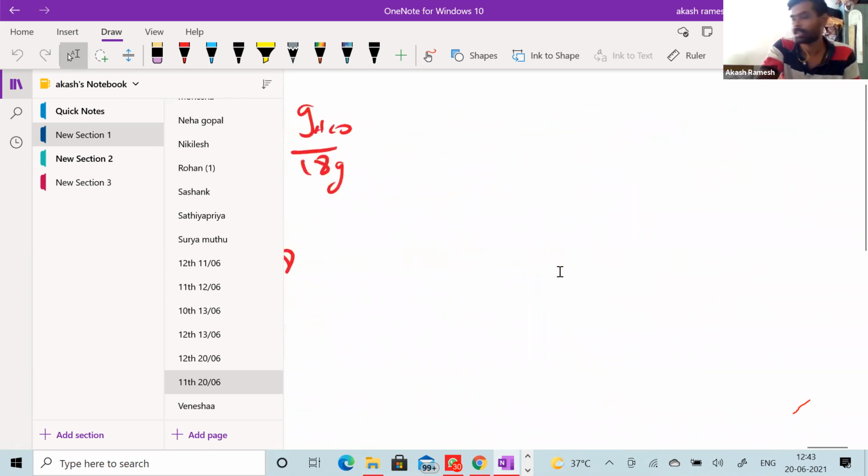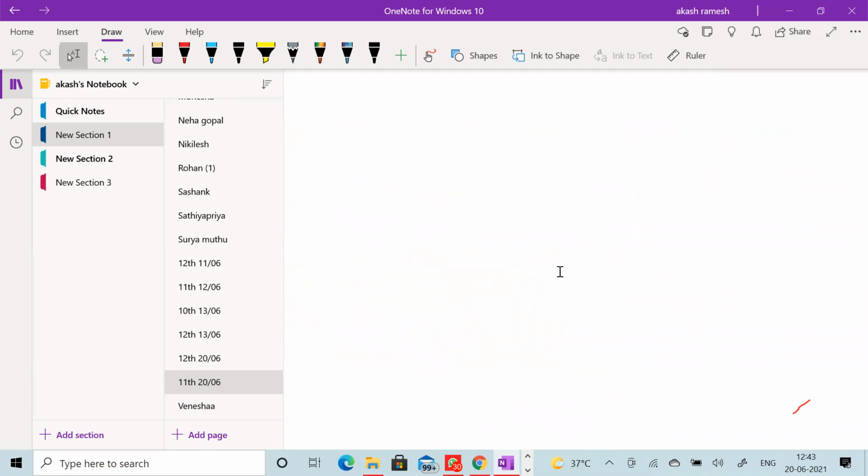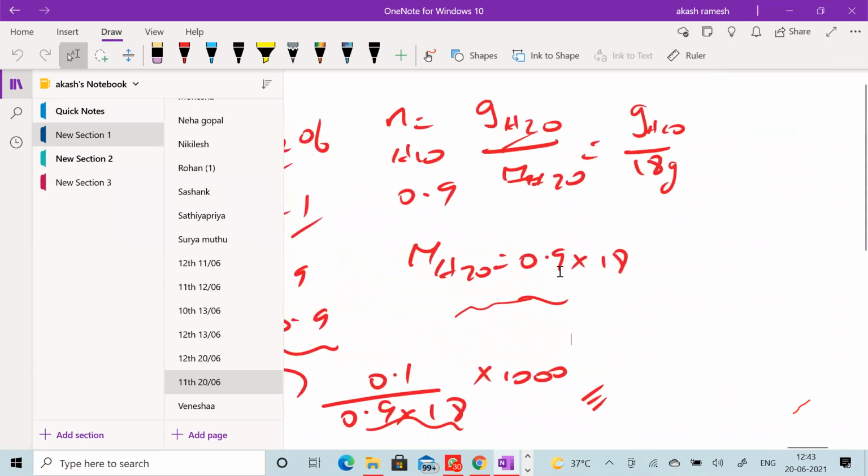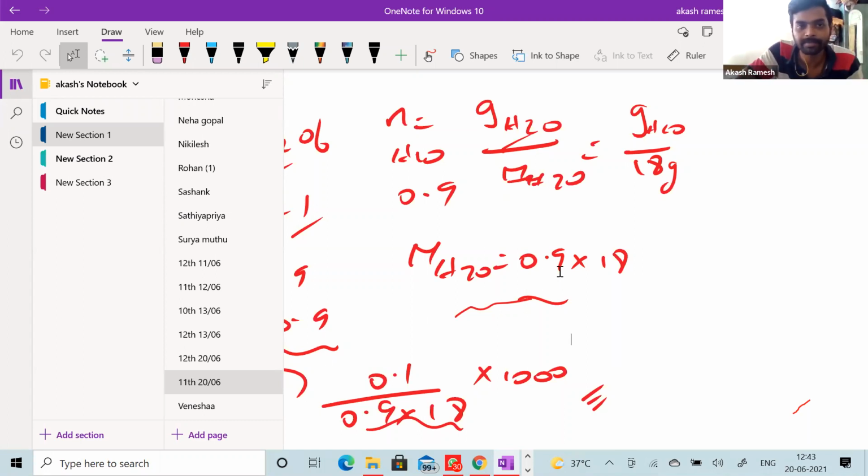Sir, I have a doubt. Yes, Kanna, tell me. The molality will differ for both the solvents in the solution. Can you please ask the question again? Sir, for example, now in this question, we have to find the molarity of glucose, or we have to find the molarity of water.